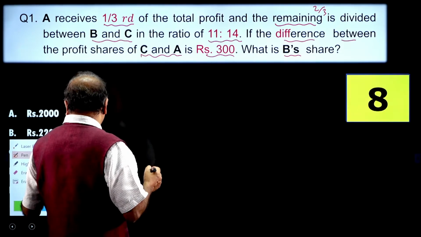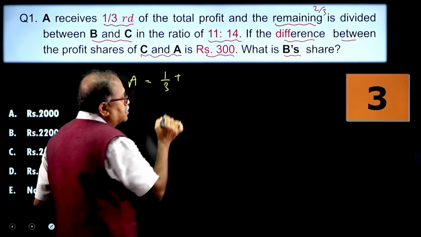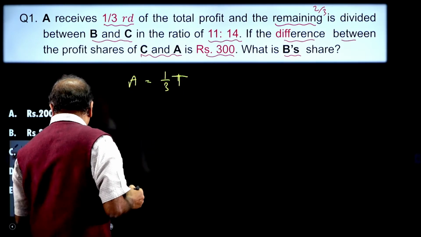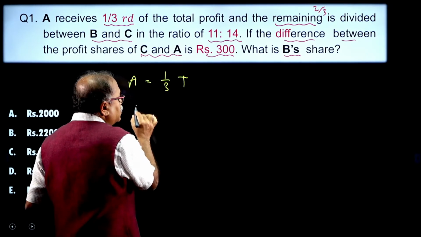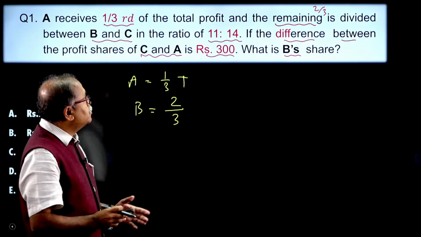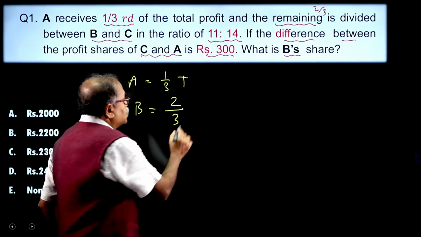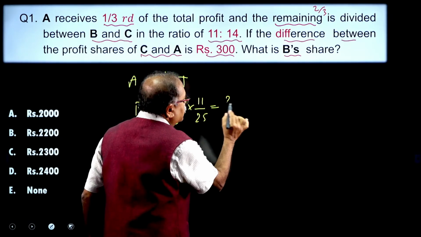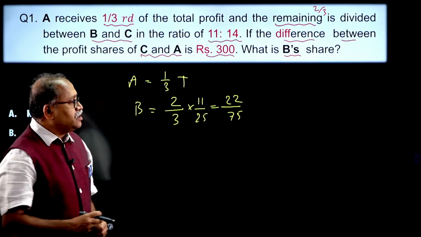I know that A is 1/3 of the total. So, what is B? This is T, total. So, let me remove the overwriting here. So, 1/3 of the total, then what will be B? B is 2/3. Is it the entire 2/3? No, 2/3 into that is 11 by 25. So, 2/3 into 11 by 25, that means what? That is 22 by 75 of the total, right.